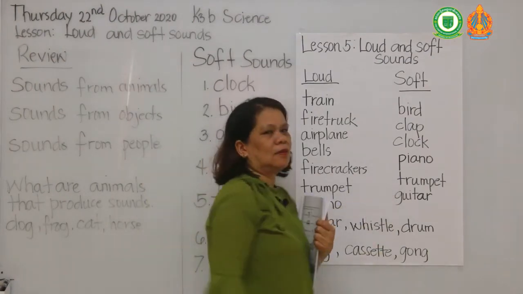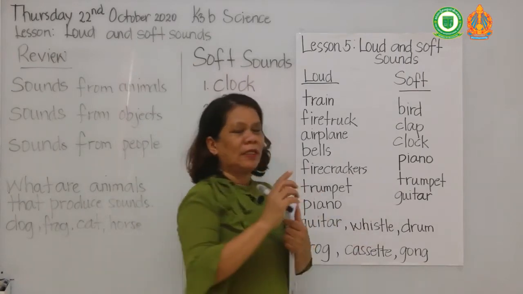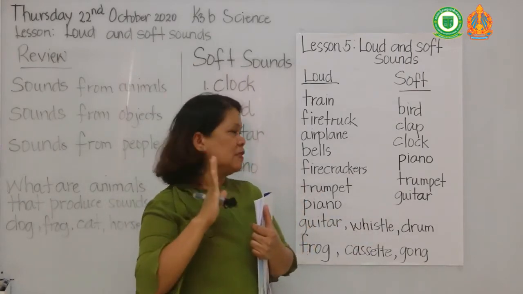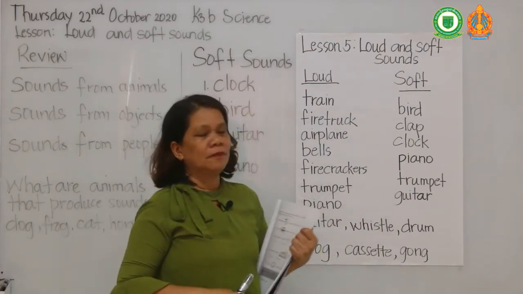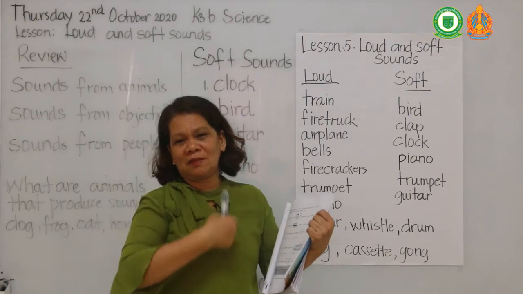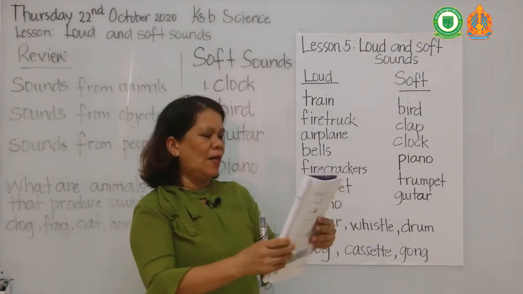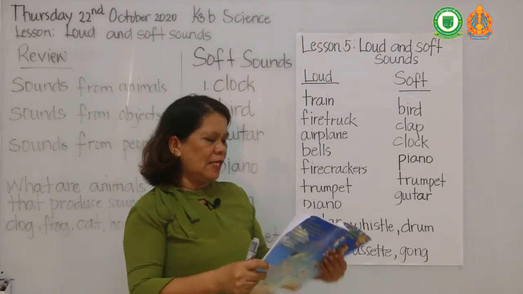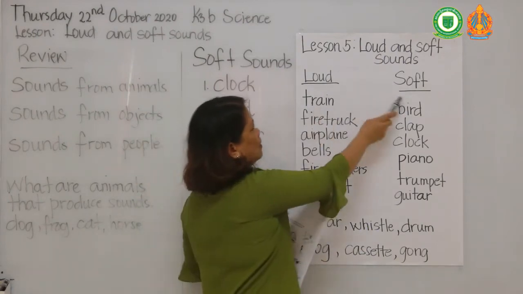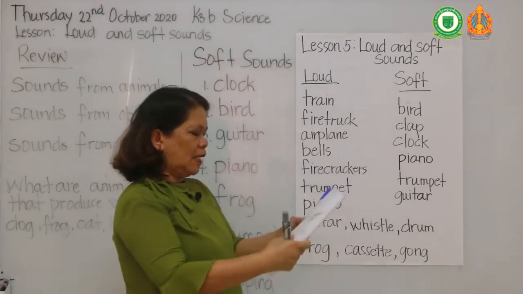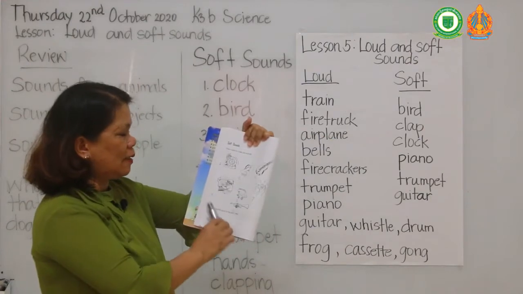Piano can be controlled into a soft sound. Trumpet can be controlled into a soft sound, and you can control it to a big sound. Guitar can also be soft. You can make it soft or loud. It's up to you. Alright, so these are the loud sounds and soft sounds. So I have already introduced to you the soft sounds here.